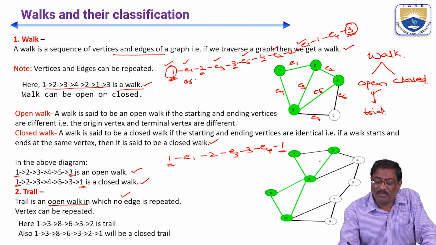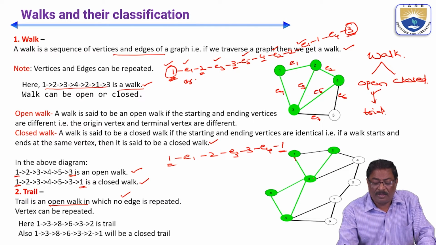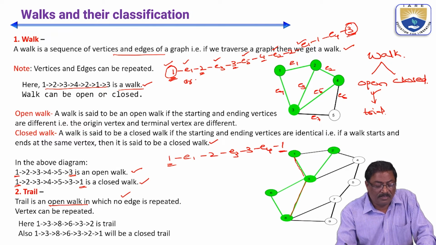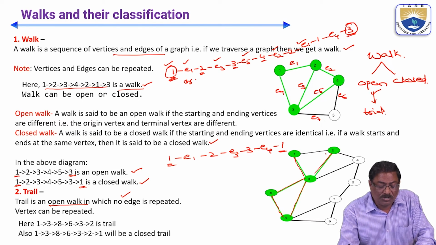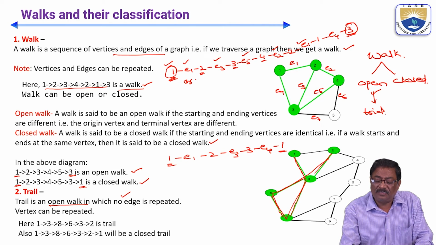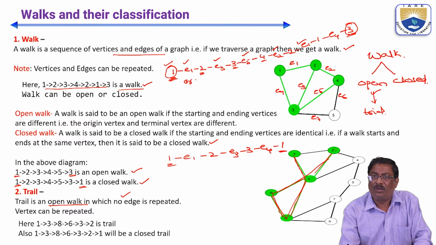Let us say 1, 3, next 8, next 6, next 3, next 2, next 2. If I consider it like this, the beginning vertex is not equal to the ending vertex. So it is an open walk.